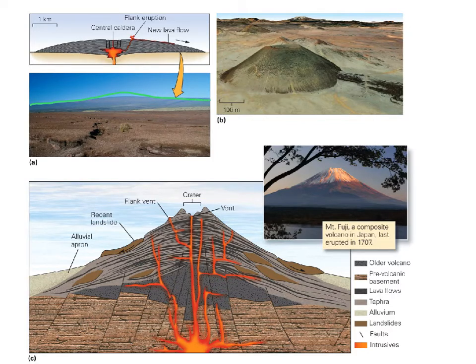Over here, we've got the cinder cone. Cinder cones tend to be very small, so note the scale here, only 100 meters. So cinder cones tend to be very small and very steep-sided. In the bottom, we've got a composite or stratovolcano, and so it's made of many, many layers of different lava flows and eruptive ejecta. Mount Fuji that's shown in that picture is a classic composite or stratovolcano.